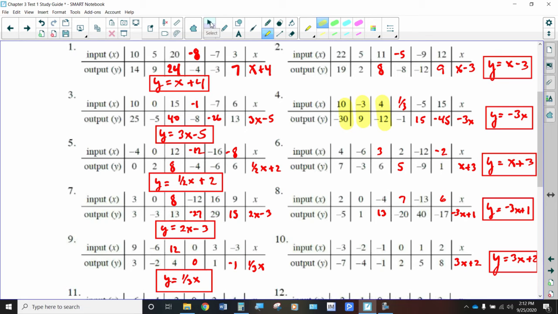So I'm going to scroll down. If you want to check all of these, pause and go through and check all of your work, and then unpause when you're ready to see the next few problems.